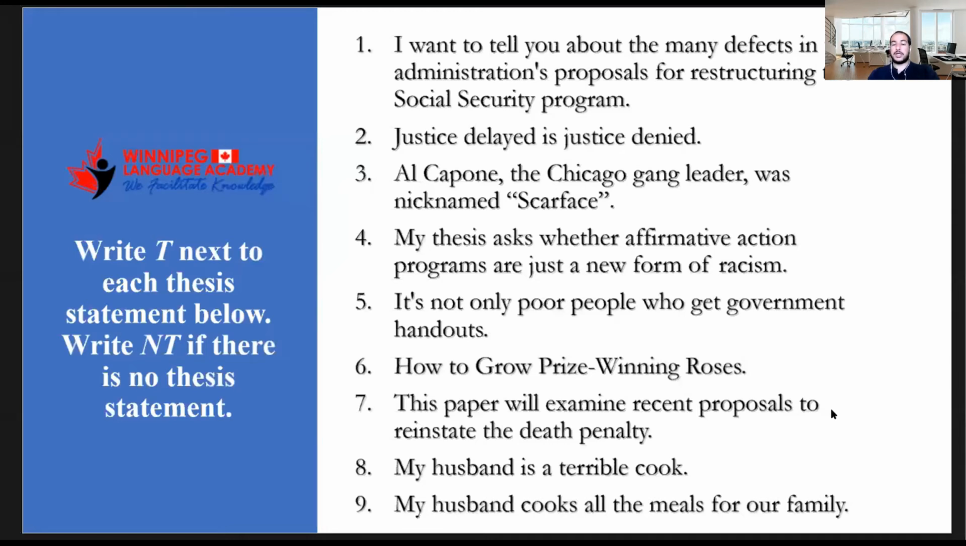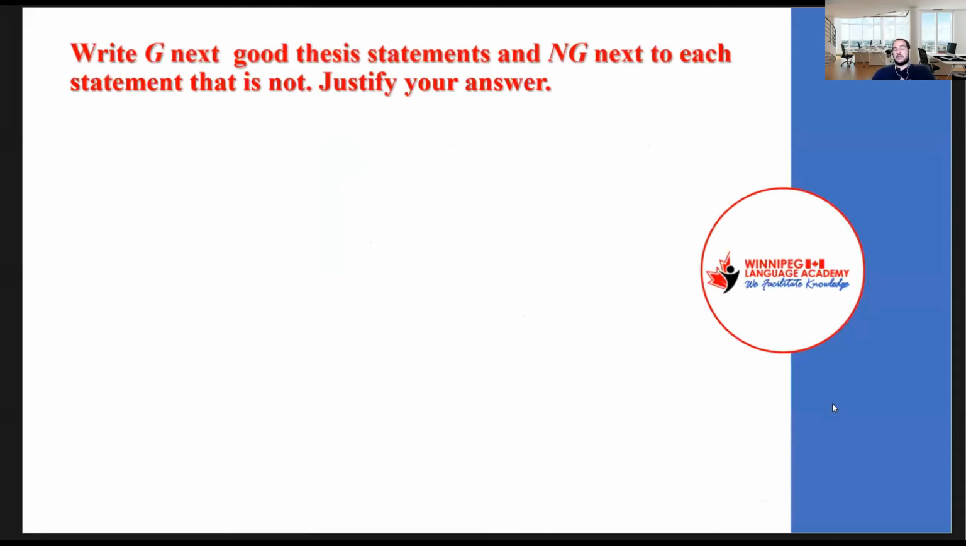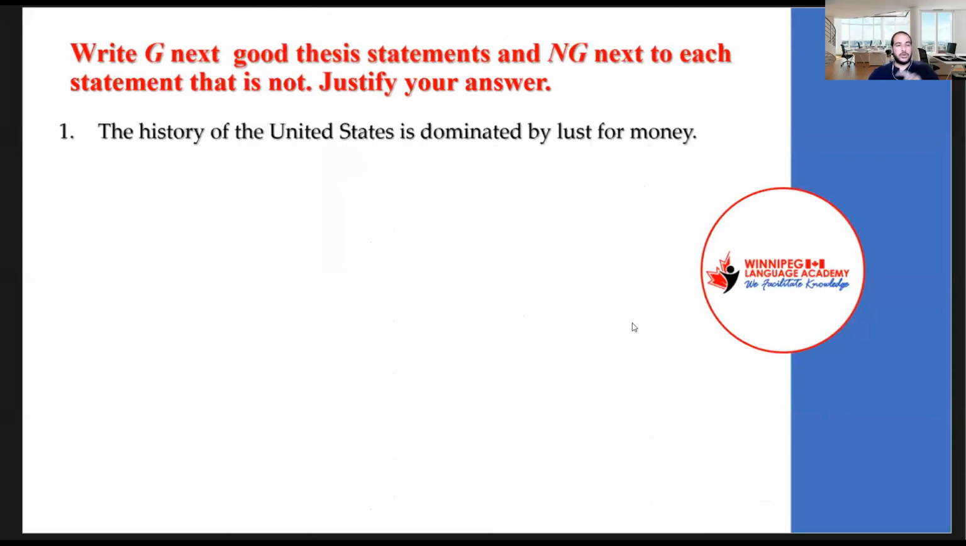Yeah, it's a general information. That's absolutely right. Now let's move a little bit to write G for a good thesis statement, and NG, which is not good, next to each one which is not a good thesis statement. And I'd like you to justify your answers. So all of these are thesis statements. Okay, it can be thesis statements, but some of them are good, some of them are bad. So we will go through them, and you just type, yes, this is good, no, it's bad. And you tell me why. The history of the United States is dominated by lust for money.